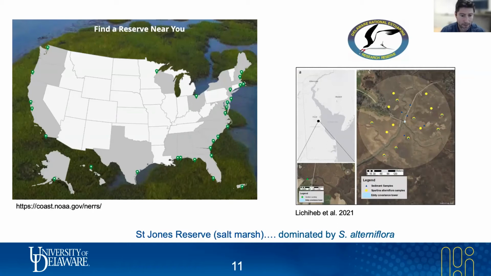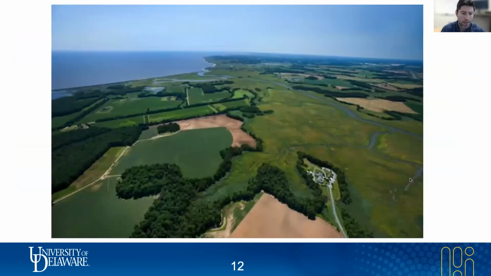If we make a close-up of the state of Delaware, the capital is Dover. South of Dover is the study site. The St. John's Reserve is a salt marsh, and it is dominated by Spartina alterniflora. This is a zoom of the study site, and most of our research has been done around this footprint. There's an aerial view of the reserve.